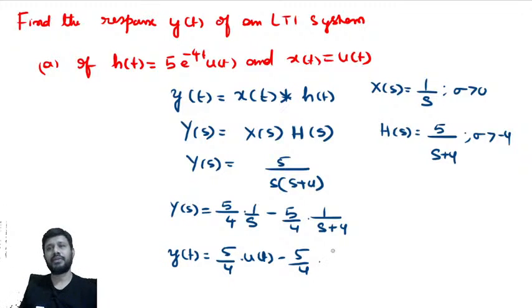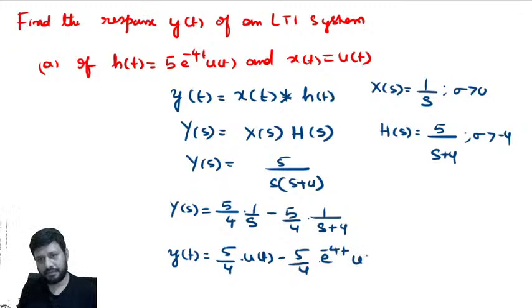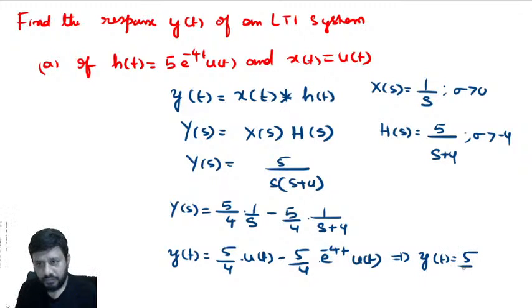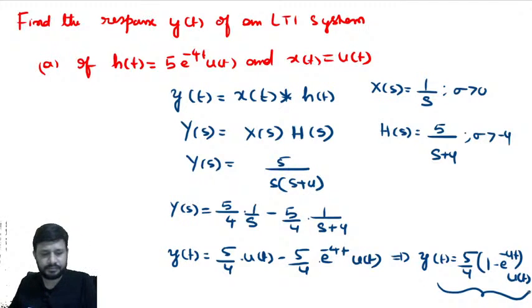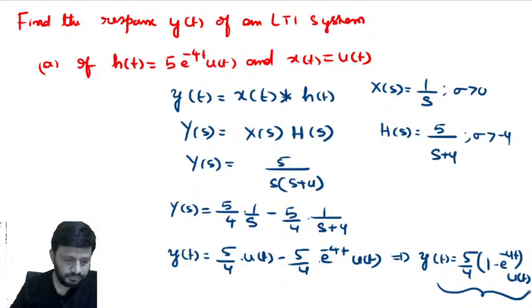What is the inverse of 1 by s plus 4? e power minus 4t u of t. Five by 4 into 1 minus e power minus 4t u of t. This is the output. Clear?